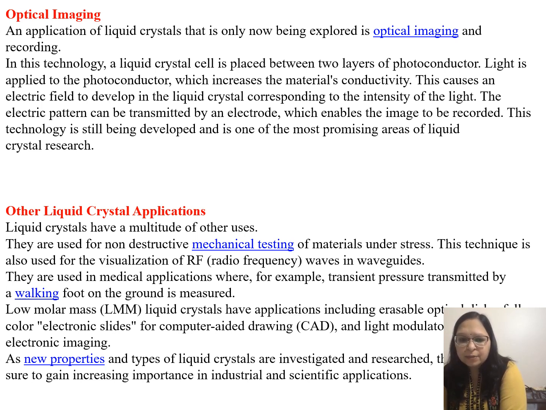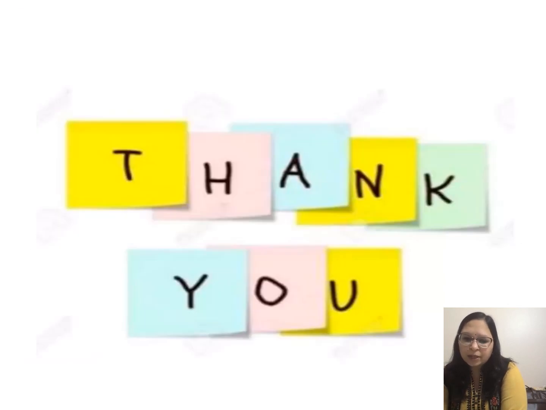Then we have some other applications also, like liquid crystals can be used for non-destructive mechanical testing of materials under stress. They can also be used in the medical industry. For example, transient pressure transmitted by a walking foot on the ground can be measured with the help of liquid crystals. So day by day, new properties and new types of liquid crystals are being investigated and researched, and that's why they're gaining importance in industrial and scientific applications.